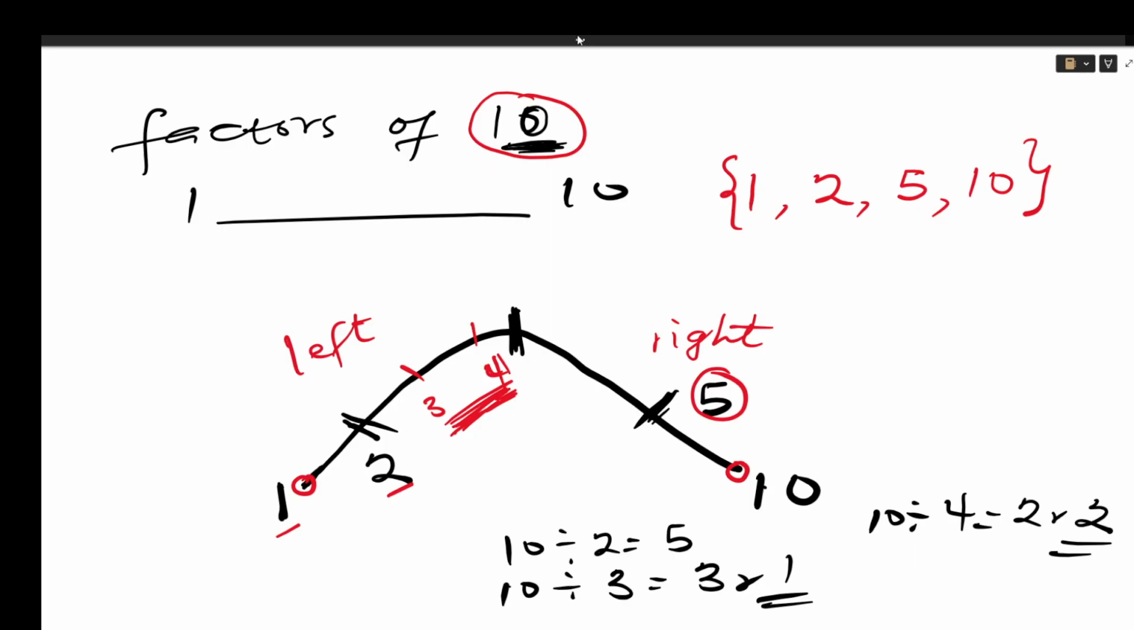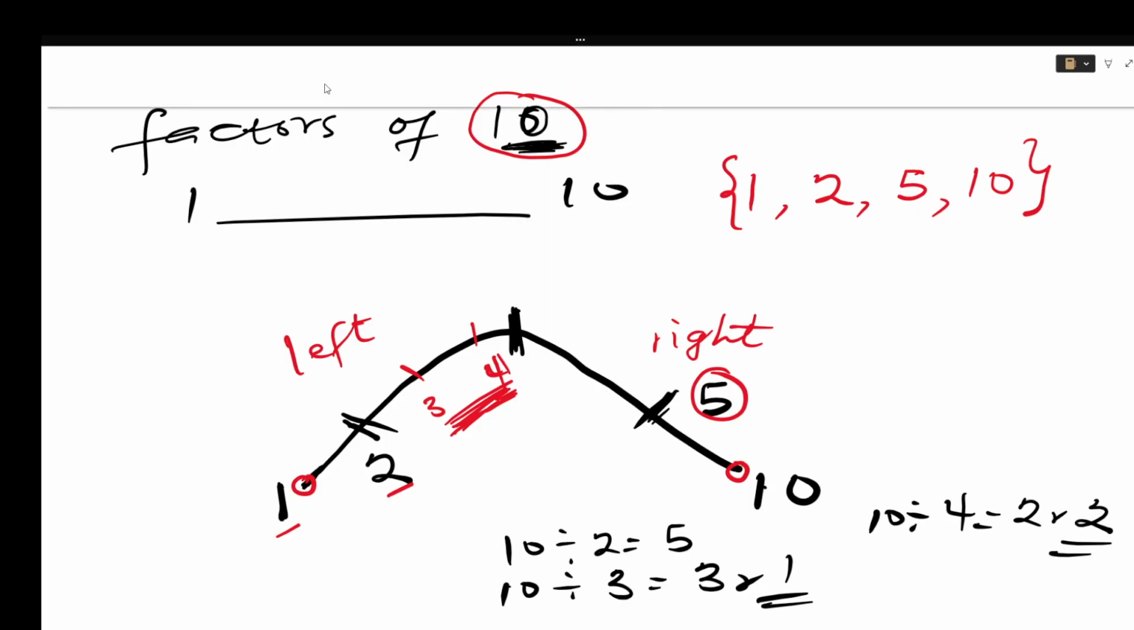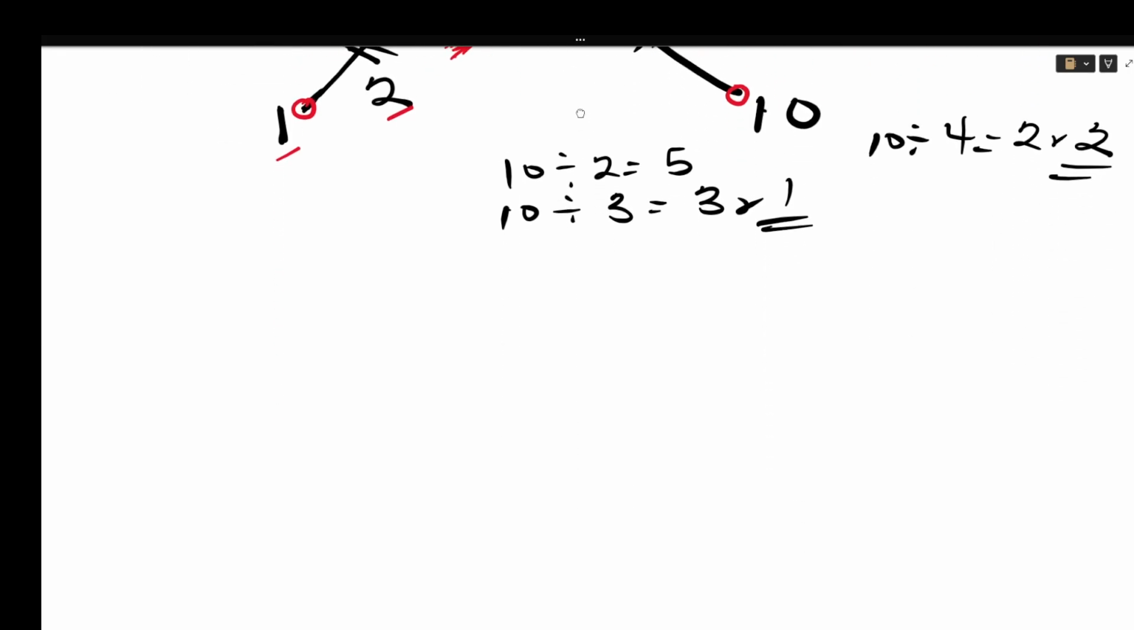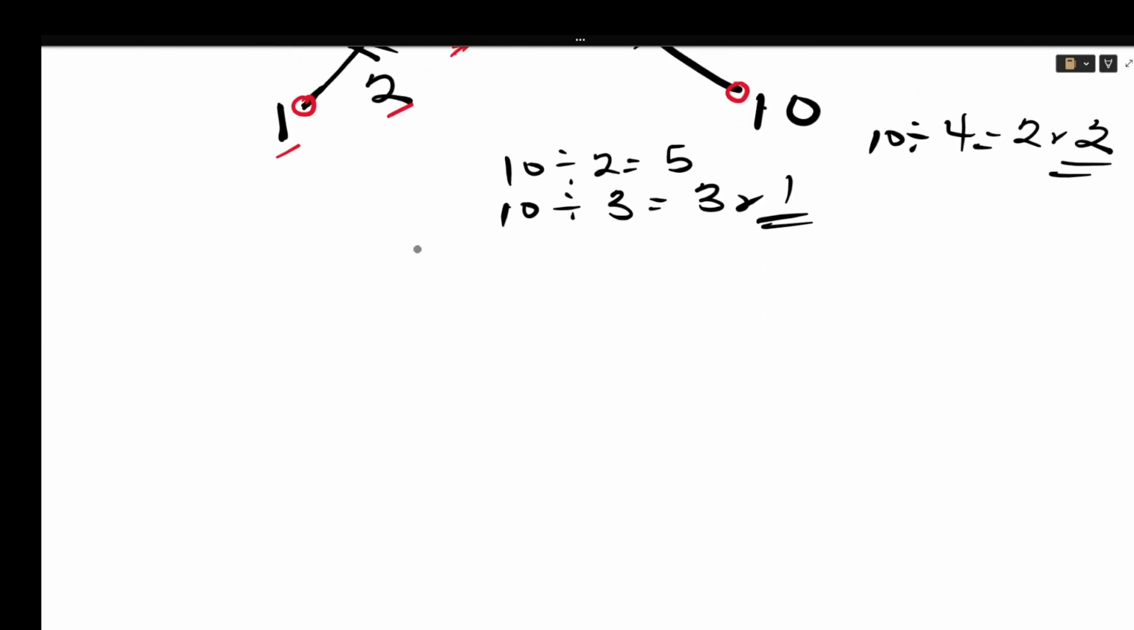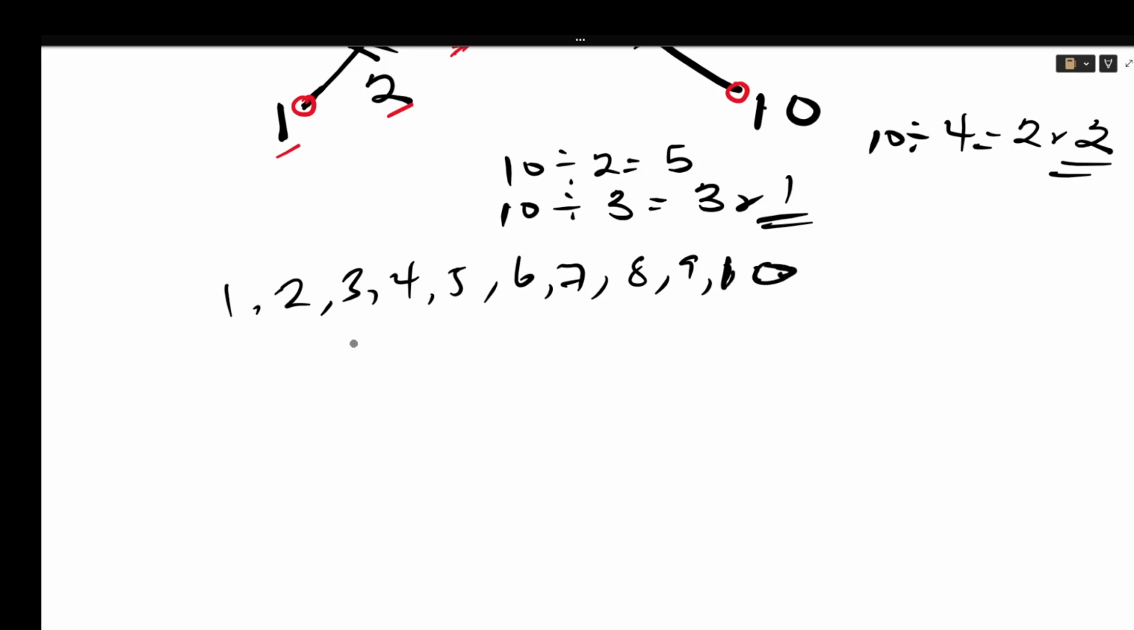I taught you this because you don't have to list, like in the previous example where we were listing 1 up to 10 and testing each of the numbers. So in the previous example, this is what we would have done. We would list 1 up to 10, then we try dividing 10 by each of these numbers, but that is a long way of finding the factors of a number. So with this example, let's go through again one more time.